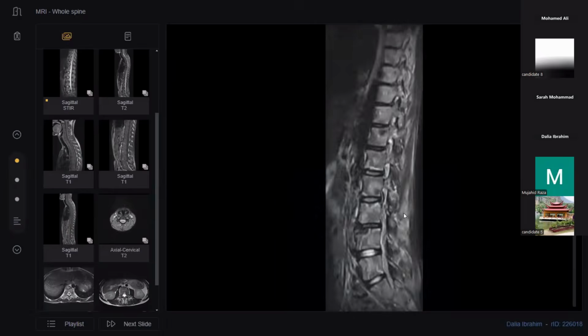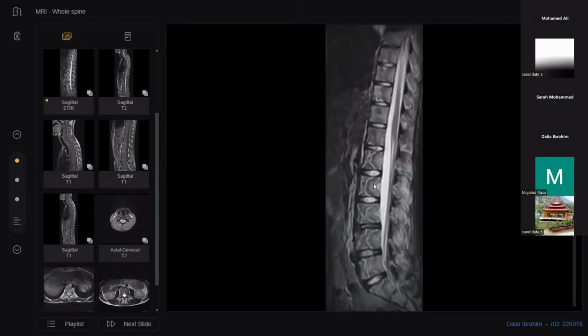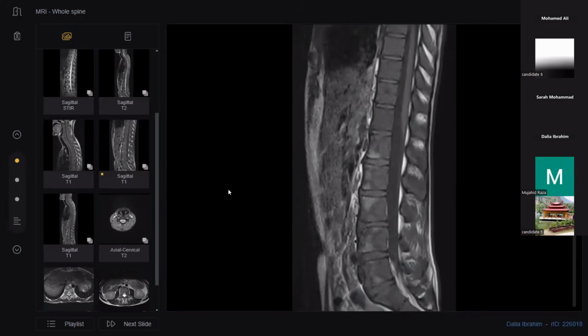Geographic areas of abnormal signal, high signal in T1. Bone infarction? Infarctions, yes. Many reported that those are a classic appearance of bone infarctions.